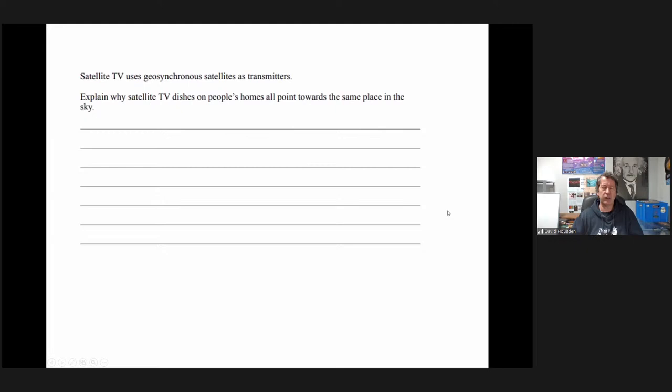So here is an example of this. This was a question from a long time ago, a very straightforward question, could be asked in level 3. Satellite TV uses geosynchronous satellites as transmitters. Explain why satellite TV dishes on people's homes all point towards the same place in the sky. The vast majority of candidates, when asked this question, simply said, it's because that's where the satellite is.